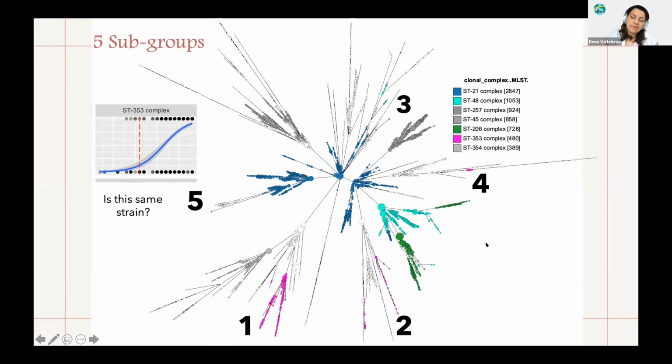So this raised a question: is this the same strain? Are we actually finding some that are always susceptible and some that are always resistant, but we have classified them all into clonal complex 353? So is the central genotype correct? This is something that I've been working on now.